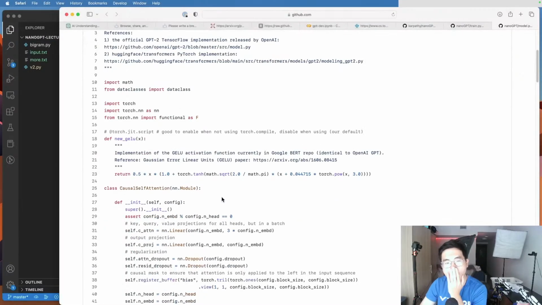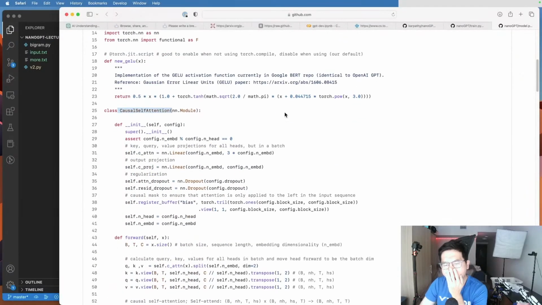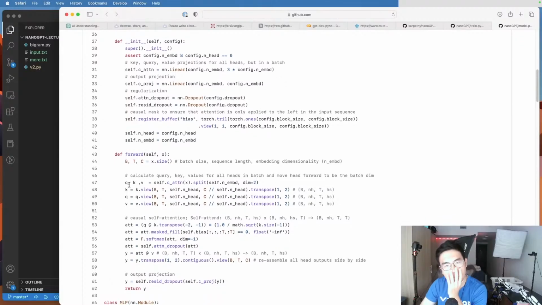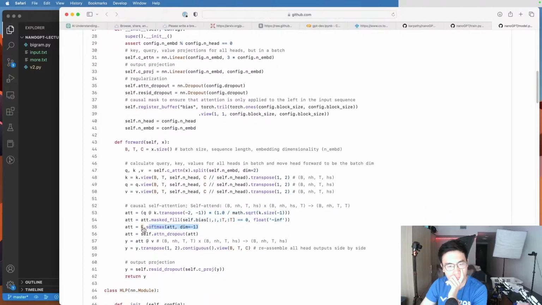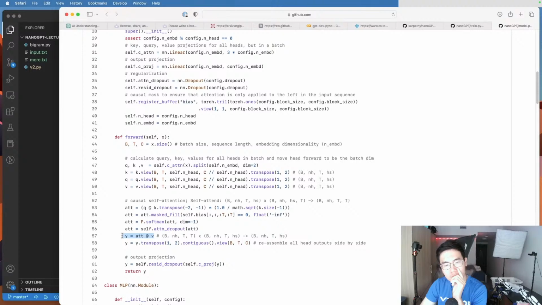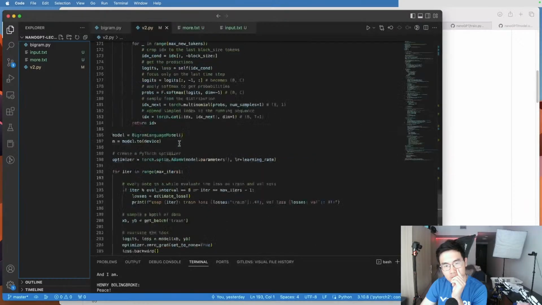In fact, the model is almost identical. So first, here we have the causal self-attention block, and all of this should look very, very recognizable to you. We're producing queries, keys, values, we're doing dot products, we're masking, applying softmax, optionally dropping out, and here we are pooling the values.